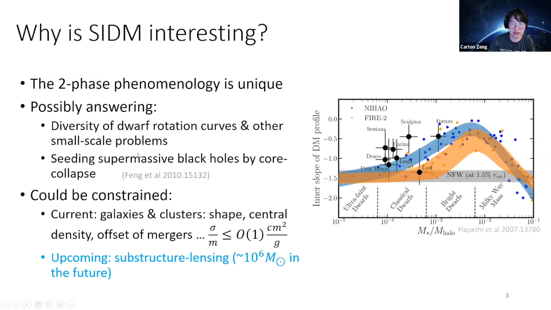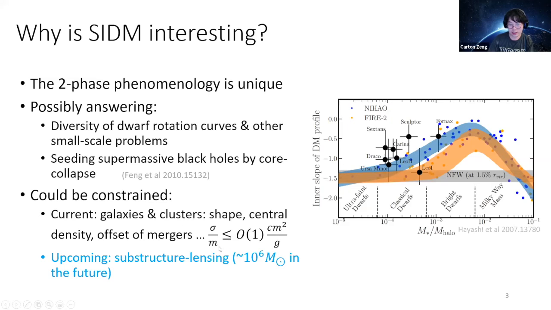The second thing that SIDM can provide a possible answer to is, like Akaxia talked about, the seeding of supermassive black holes by this core collapse, especially those supermassive black holes that have an apparently low Eddington accretion rate, which may not be explained by direct collapse of gas. And an even better thing about SIDM is that it can be easily constrained. People have already put some strong constraints on galaxy scales and above, mostly on the core phase.